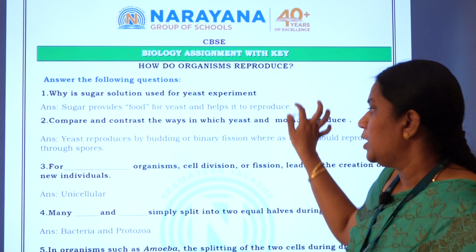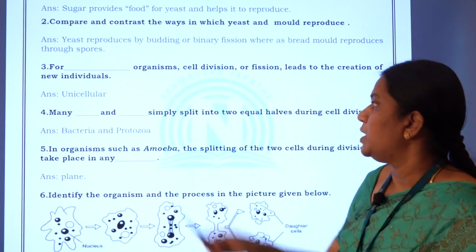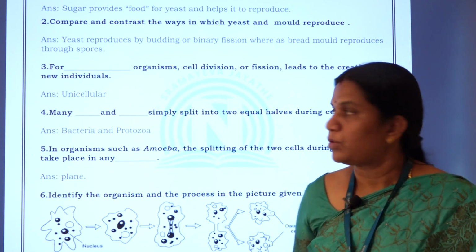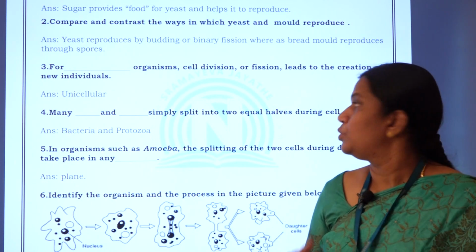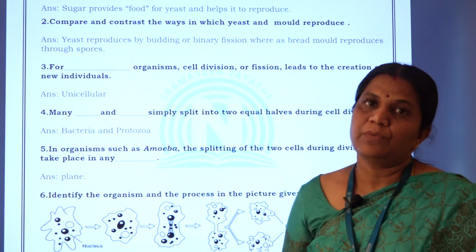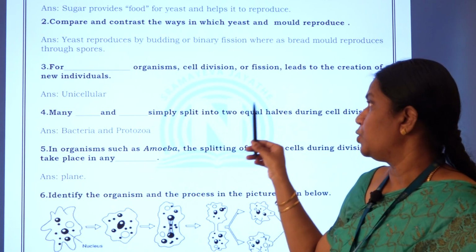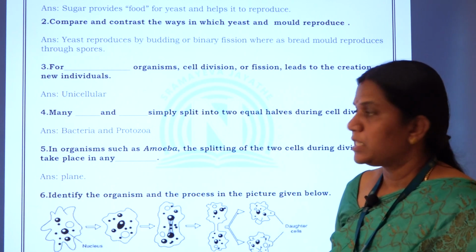Then fourth question, many dash simply split into two equal halves during cell division. Bacteria and protozoa simply split into two equal halves, that is, the mother cell will get divided into two daughter cells. So bacteria and protozoa simply split into two equal halves during cell division.